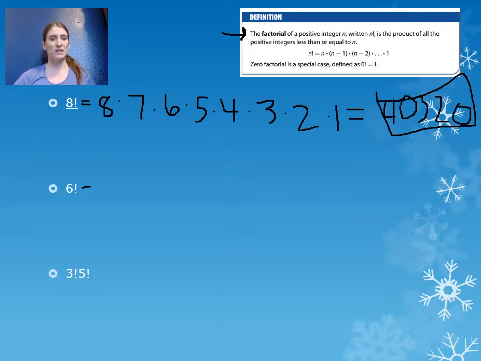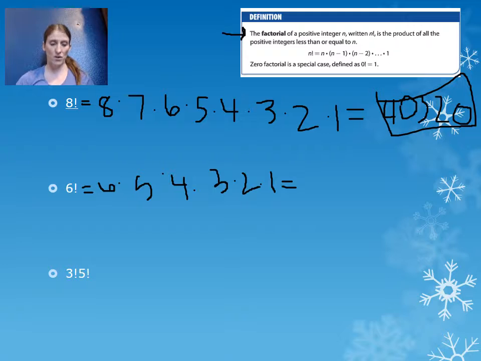All right, so 6 factorial is going to be the same thing. 6 times 5 times 4 times 3 times 2 times 1. And then once again, you can just type that into your calculator, or you can go 6 times 5 times 4 times 3 times 2 times 1. And, oh, I put times 0 instead. So 6 times 5 times 4 times 3 times 2 times 1, and you get 720.